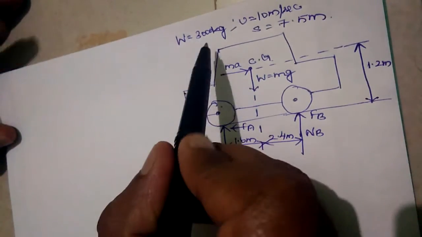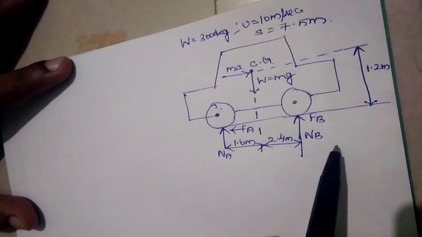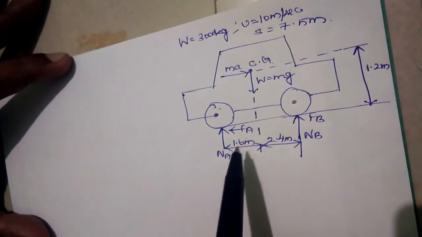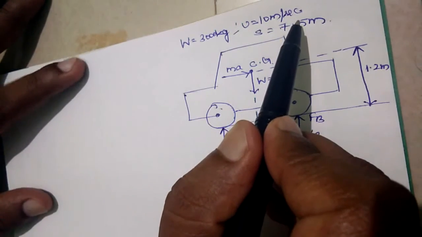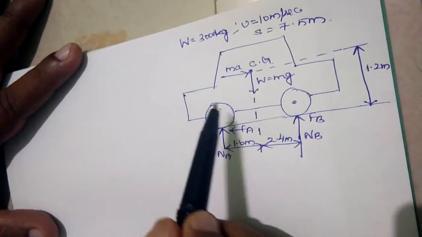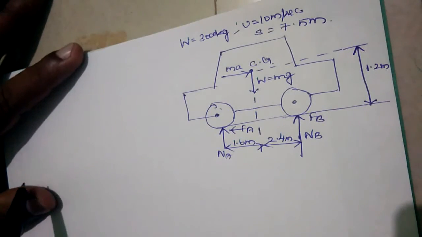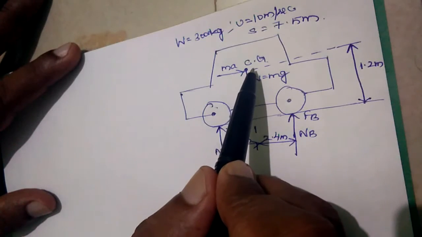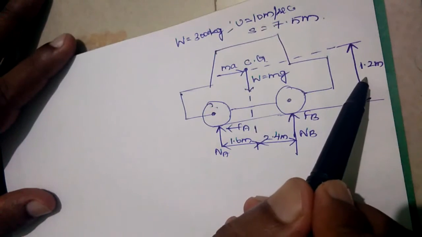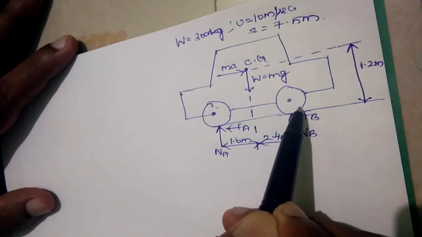A vehicle of mass 300 kg moves from right to left with a velocity of 10 meter per second, and it comes to rest after traveling a distance of 7.5 meter. CG of the vehicle acts at a distance of 1.2 meter from the floor, from the road.